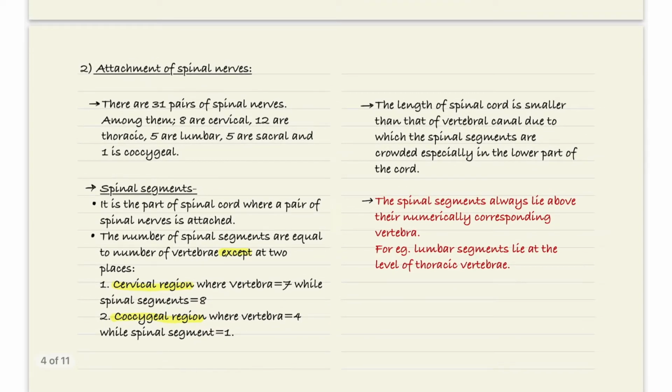The number of spinal segments is equal to the number of vertebrae, except at 2 places. In the cervical region, we have C1 to C7 vertebrae, but we have 8 spinal segments from C1 to C8. Likewise, in coccygeal region, we have 4 coccygeal vertebrae, but the spinal segment is only 1. Then, the length of the spinal cord is smaller than that of the vertebral canal, due to which the spinal segments are crowded, especially in the lower part of the cord.